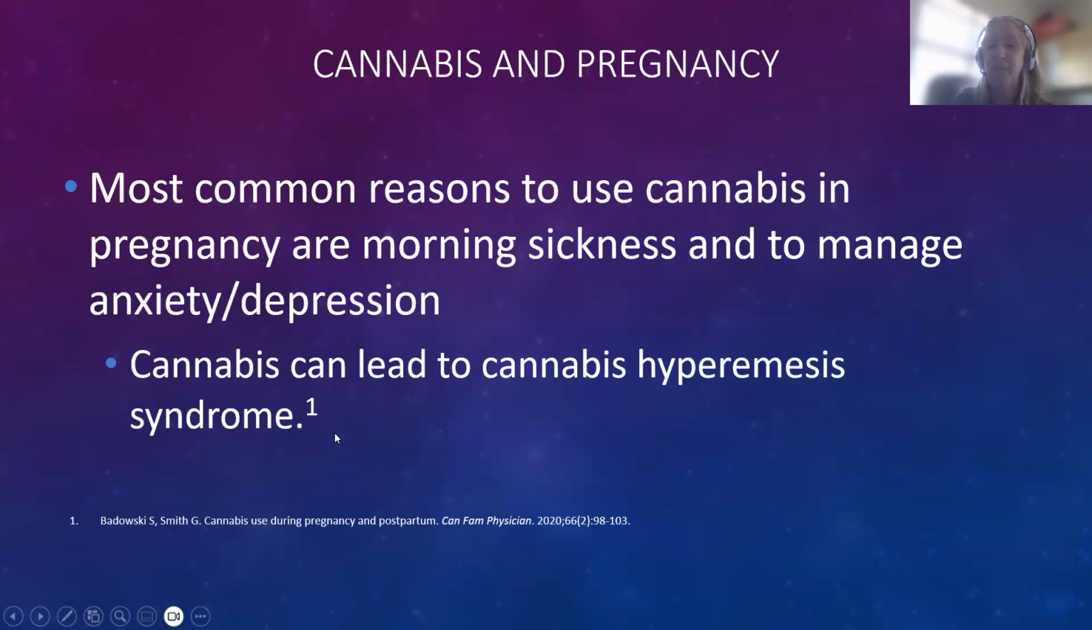The most common reasons to use cannabis in pregnancy are morning sickness and to manage anxiety or depression. However, cannabis can lead to cannabinoid hyperemesis syndrome. And I haven't seen any studies on this, but it seems to me that a lot of the patients I've had with morning sickness who are using cannabis for this then go on to develop cannabinoid hyperemesis syndrome. And that is so much worse than morning sickness. These patients are often in the hospital every week throughout their pregnancy, dehydrated and really, really sick. So I personally feel like the possibility of developing cannabinoid hyperemesis syndrome during pregnancy is enough that I tell people not to do it.